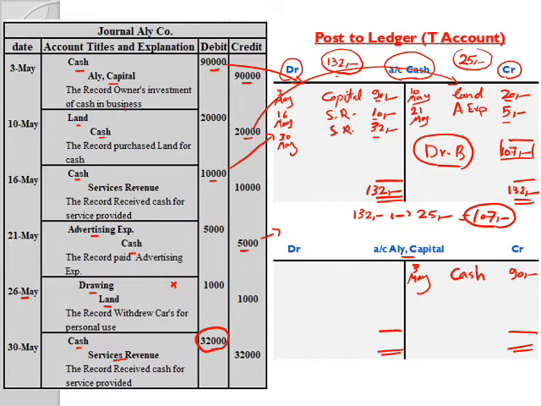Debit side 0, credit side 9,000. Record the largest amount, 9,000. Remaining 9,000, credit balance. Credit: 9,000, debit side 0, remaining credit 9,000.